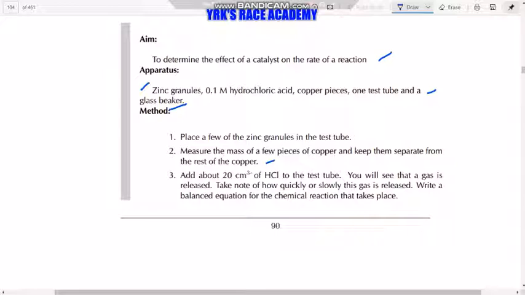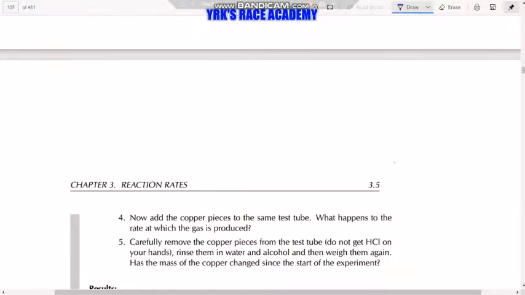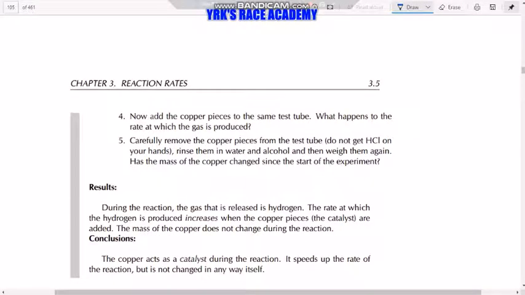About 20 cm cube of HCl will be added to the test tube, and you'll see gas is released, because of zinc and HCl. Which gas? Hydrogen gas will be released. Note how quickly or slowly the gas is released. Write a balanced equation; the balanced equation will give hydrogen gas. Now add the copper pieces to the same test tube and observe the rate at which gas is produced. Carefully remove the copper pieces from the test tube, and do not get HCl on your hands. Rinse them in water and alcohol and then weigh them again. Has the mass of copper changed since the start of the experiment?